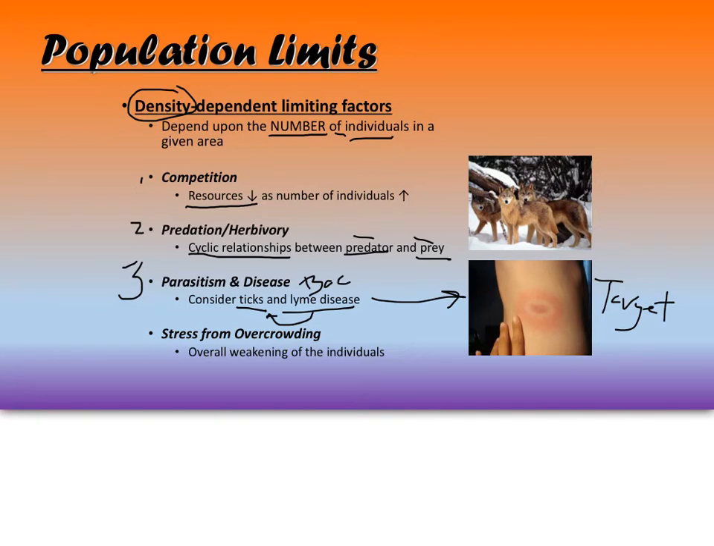The fourth one is overcrowding, right? Stress from overcrowding. If there are too many organisms somewhere, there's not enough space, there's not enough probably food and water, so those are a couple resources that become an issue. This weakening of individuals can make your population decrease, and it's all because of the number of individuals that you have, right? Overcrowding, too many people.